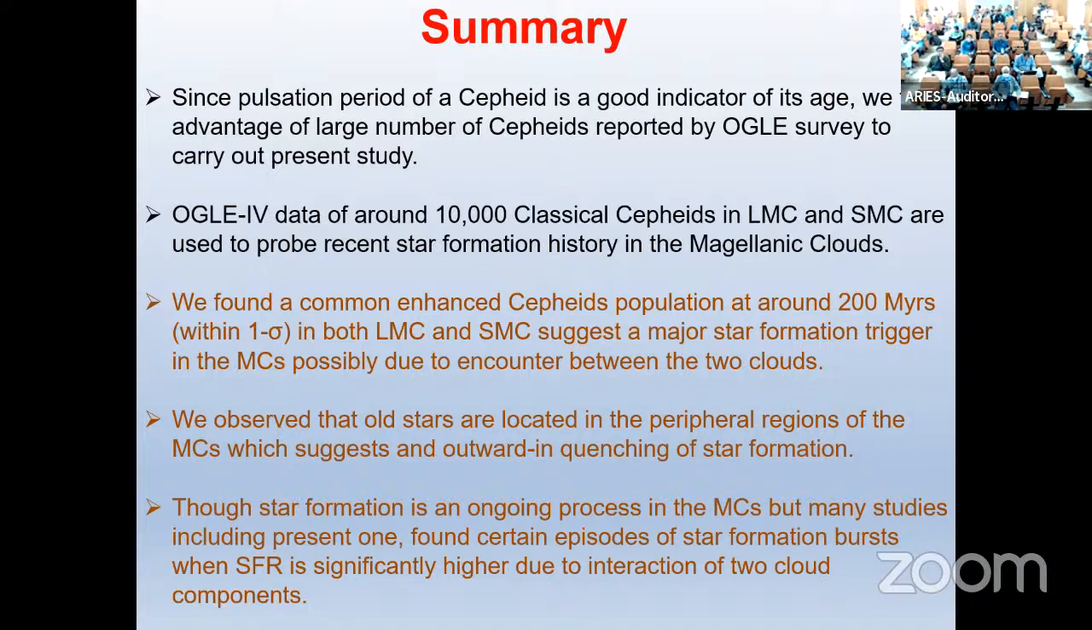We also observed that old stars are located in the peripheral region of the Magellanic Clouds, and we suggested an outward-in quenching of star formation. Star formation is an ongoing process in the Magellanic Clouds, but many studies, including the present one, focus on a certain episode of star formation. I have shown just one star formation trigger, but there were other triggers in the past, and the SFR is significantly higher during these star formation episodes. That's all, I think.